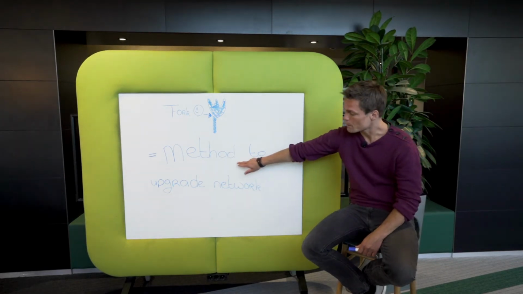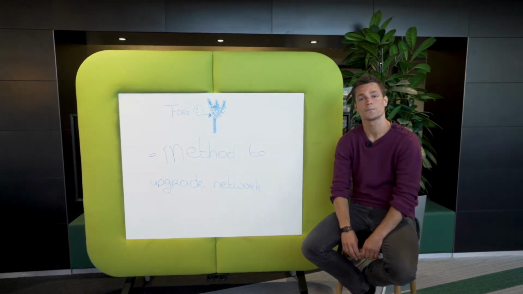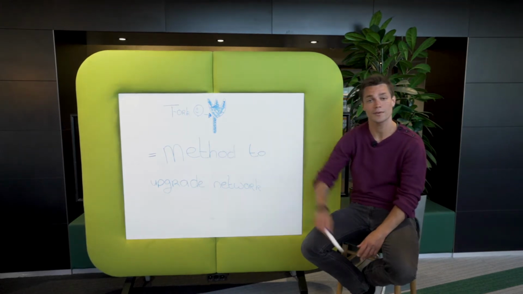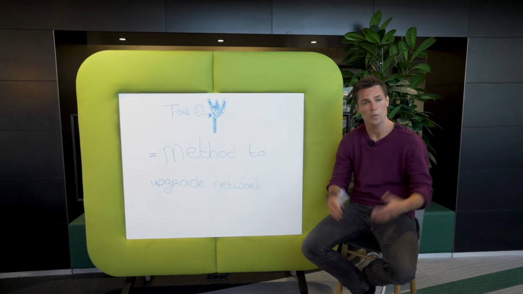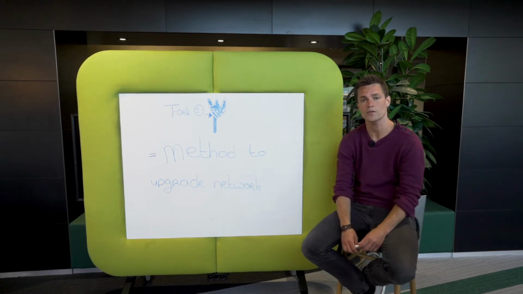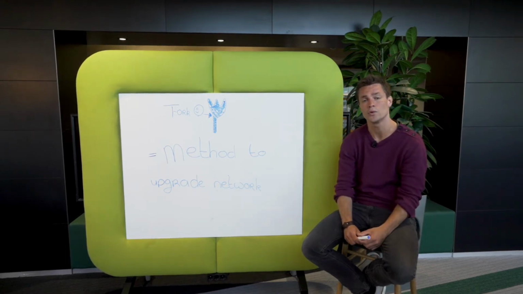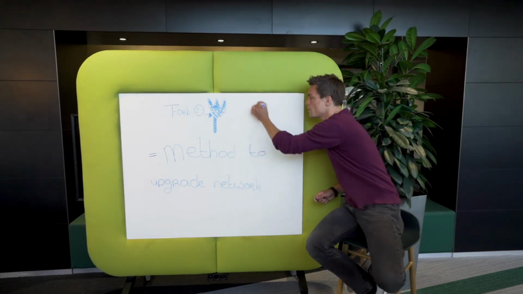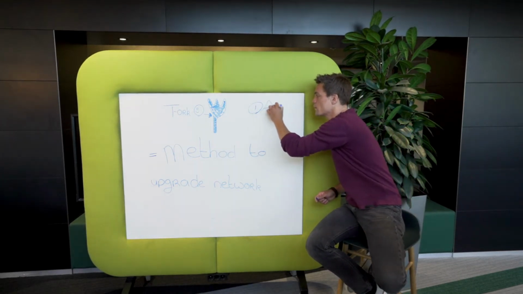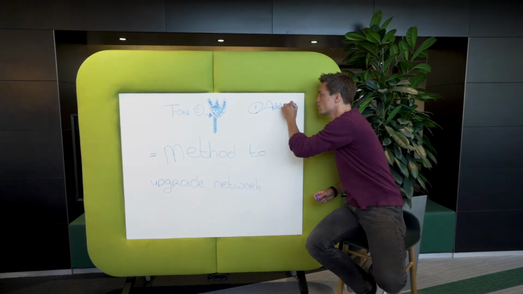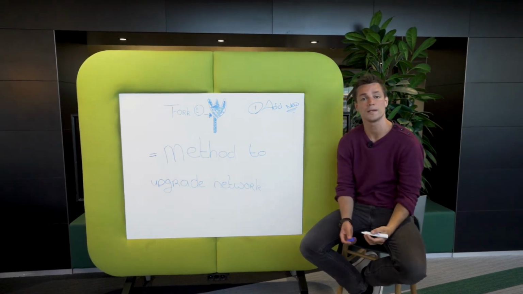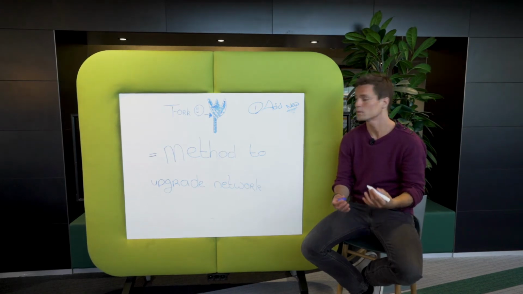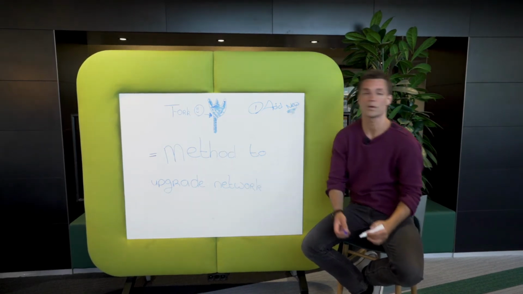A fork is a method to upgrade your network. So a fork is not only a fork in a restaurant, but also a method to upgrade your network. So why would you upgrade a network? So first of all, for example, is to add new functions. So first one up is add new functions. So you could do new stuff. So for example, in Bitcoin, that would be the Lightning Network and stuff to upgrade your network.